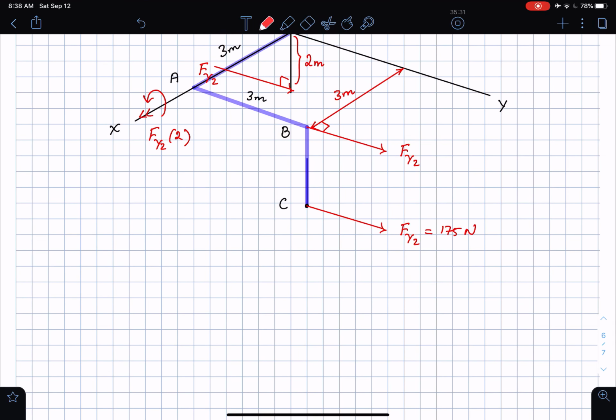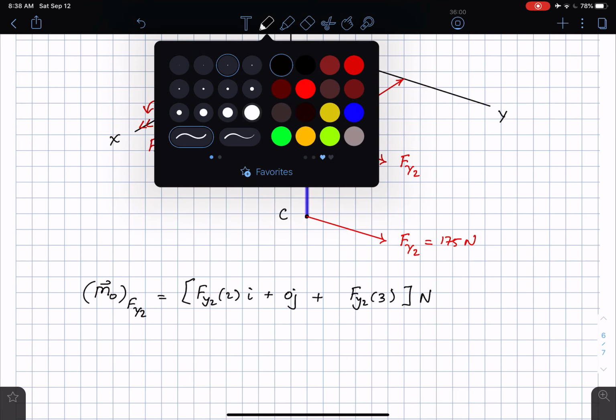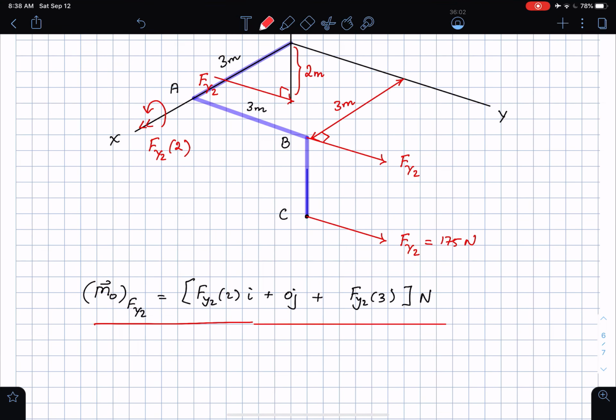And so you recognize that if I write the moment about the point O due to Fy2, it's going to be Fy2 times 2 in the i direction, 0 j, as you would have recognized, since this is a force parallel to the y direction, so it will not have a component of moment in the y direction. And then I'm going to have a positive contribution along the z direction, so Fy2 times 3. This is going to be so many newtons. Okay, so that's one thing that I have.